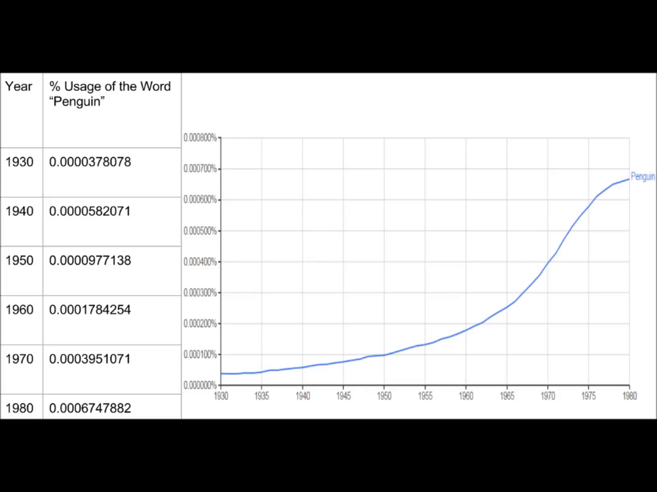We chose this data because we were interested in penguins, and initially we wanted to do penguin populations, but when we couldn't find reliable data on that, we chose this data instead. The independent variable is the number of years since 1930. The dependent variable is the percent of words in books published that are penguin.